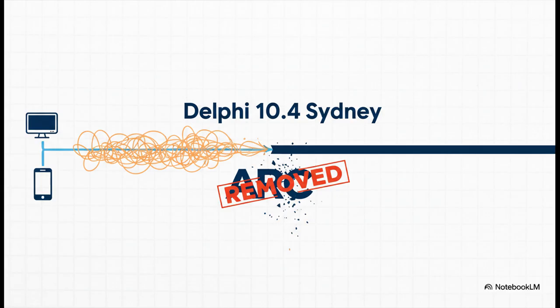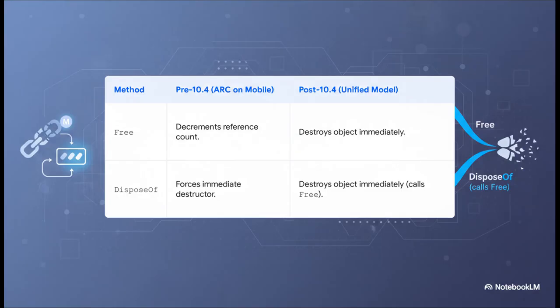The headache of managing ARC alongside the classic component model and needing special workarounds like DisposeOf just wasn't worth it. So Delphi returned to its roots, its classic, deterministic memory model, creating one single set of rules for every single platform. This table really clarifies where we are today. If you look at that post 10.4 column on the right, you'll see that now Free destroys an object immediately, just like it always did on the desktop.